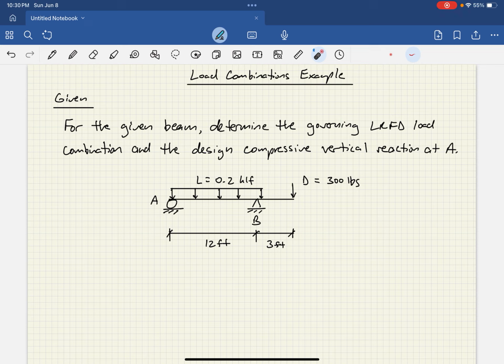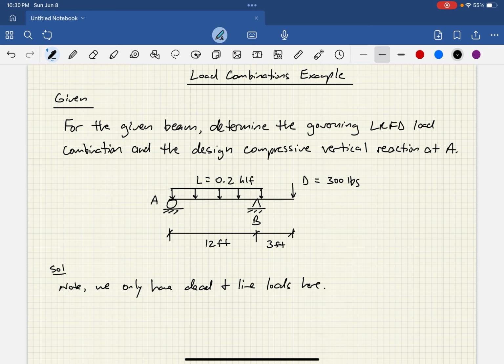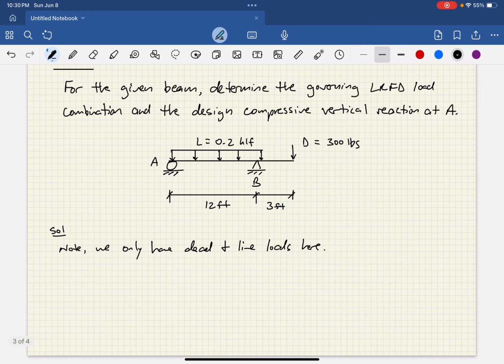But our problem only has dead and live. So under solution here, I'm going to say, note, we only have dead and live loads here. That's the first thing to notice, okay? So now that we notice that, what we can do is start listing out the applicable LRFD load combinations.